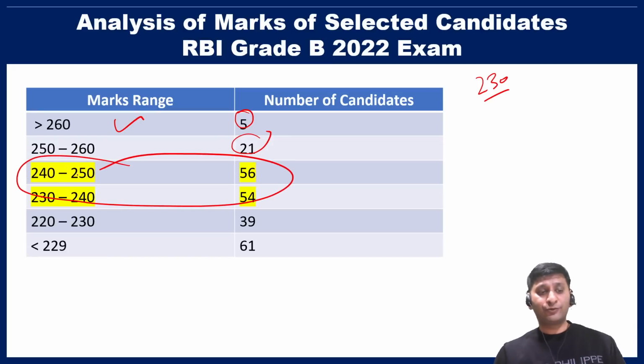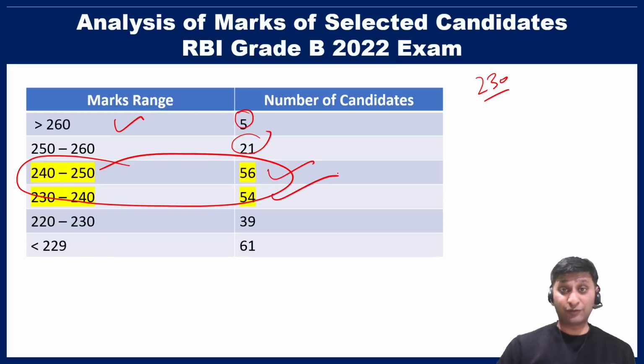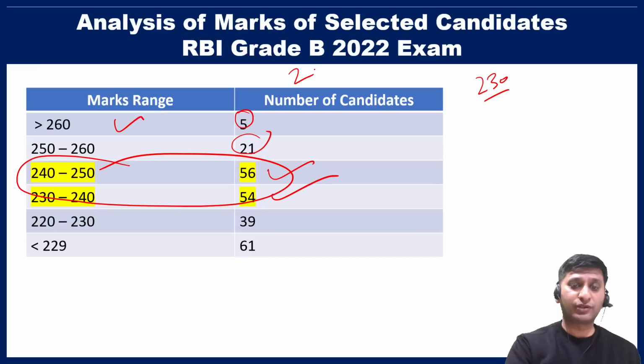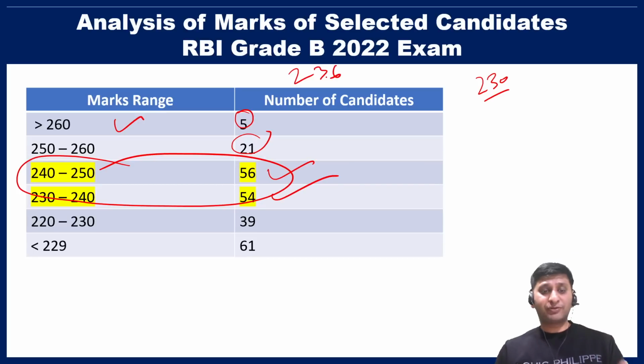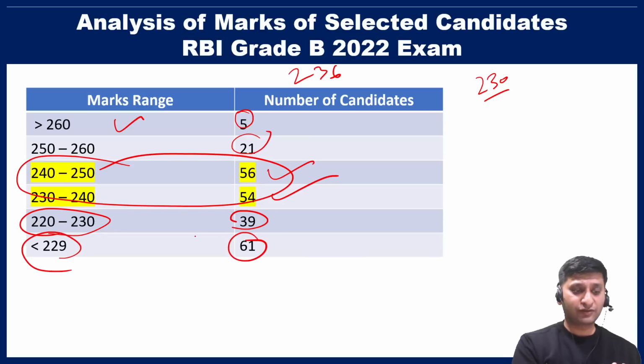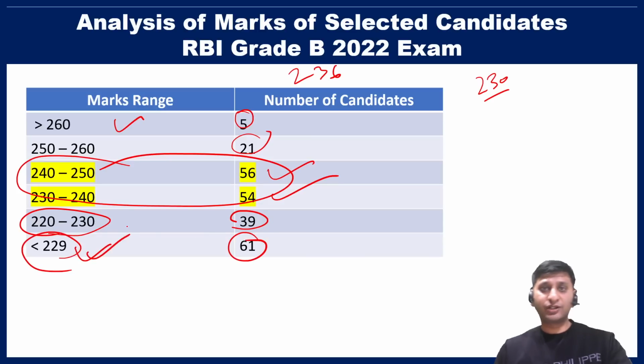Between 240 to 250 and 230 to 240 there have been almost 110 candidates. Almost 50% of the candidates, right, the total number of selected candidates was 236, almost 50% lie in this area. Then between 220 and 230, 39 candidates, and less than 229, 61. So these are basically below 230. The cutoffs were for the reserve categories.